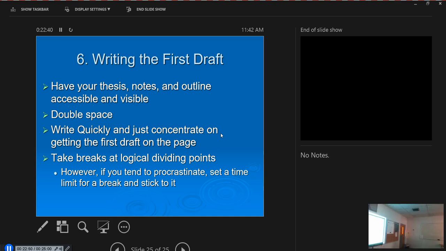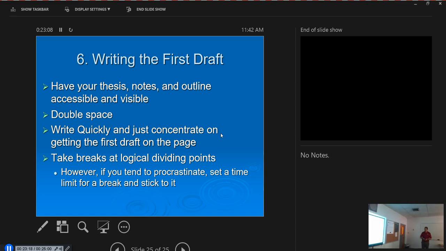For the rough draft, write quickly and just concentrate on getting the first draft on the page. This is why you're going to have an hour time limit on the rough draft for all of your papers, because that's how much class time you would have had. It's just to get your ideas on the page, start getting organized, and then you can move on to the next draft, which might or might not be your final draft. That's a little bit more polished.